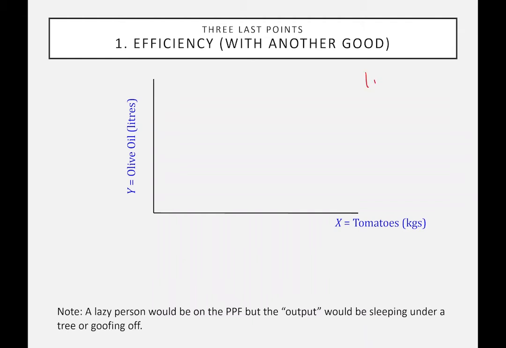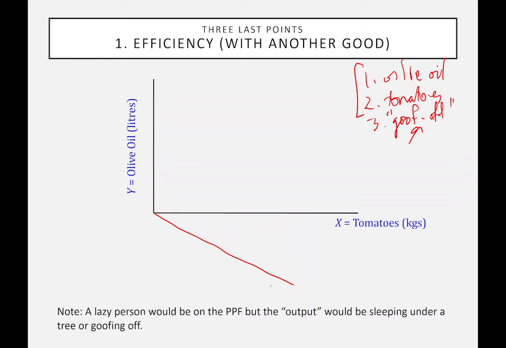There's now 3 possible outputs. You can produce olive oil, or you can produce tomatoes, or you can goof off, either by sleeping or watching TV or just looking at your phone. How would I show that? Well, at present, I've only got X and Y, which are the 2 outputs. If I want to add a new output, a third one, I'm going to have to add a new axis. This would become a 3-dimensional object.